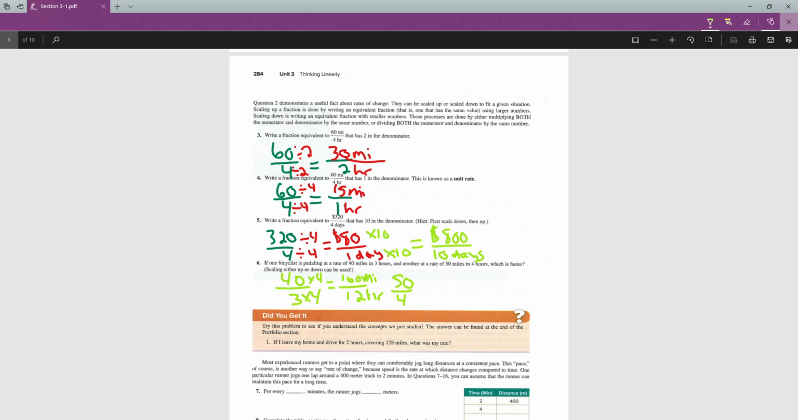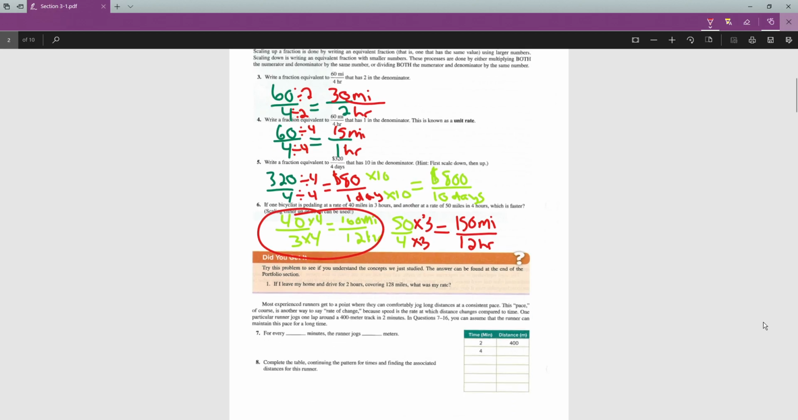What would I have to multiply the 4 by to turn it into a 12? Top and bottom by 3. So my new rate for that one is 150 miles in 12 hours. So now we both have 12 hours. Which one is indeed going faster? The first one. So 40 miles in 3 hours is faster than 50 miles in 4 hours.